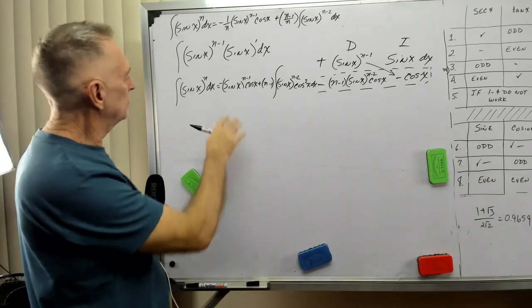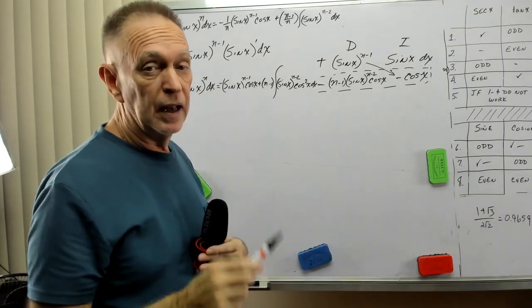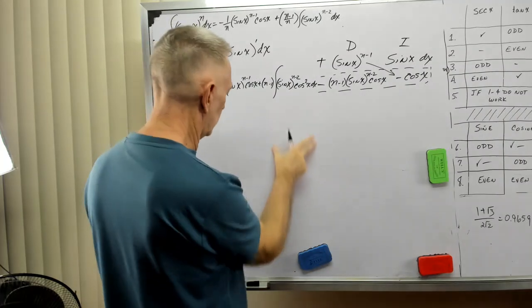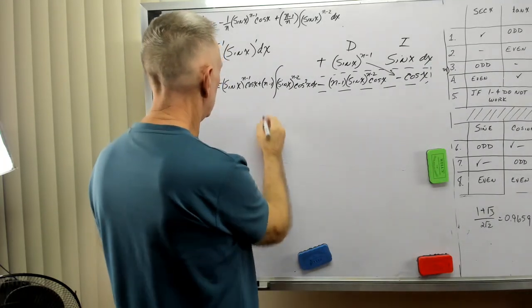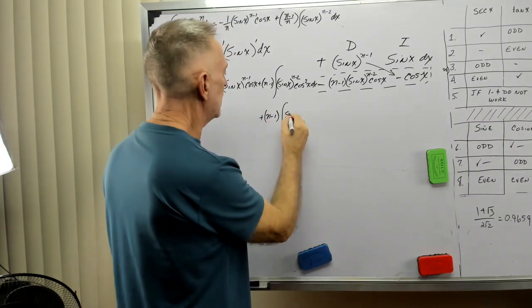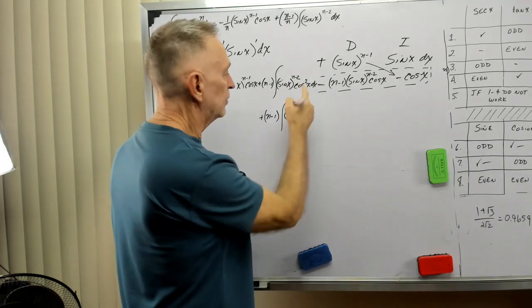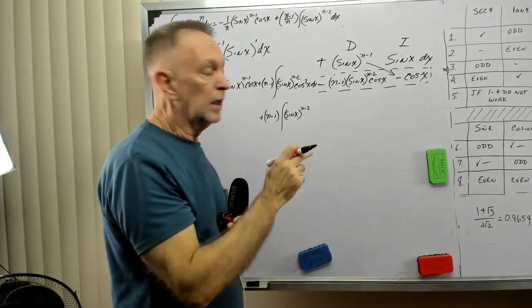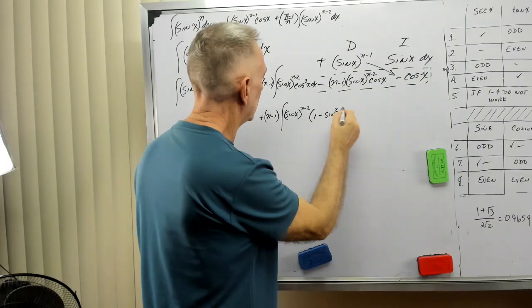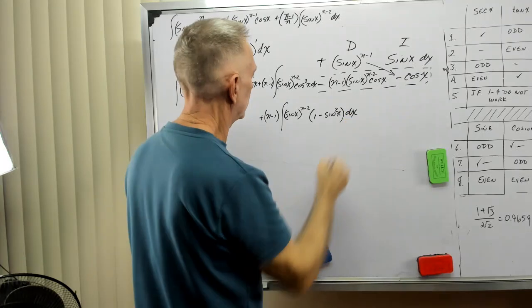All right. What to do now? Well, let's take this cosine squared and change that to 1 minus sine squared and then multiply it out. So I'm going to work with that for just a moment. So we have plus n minus 1 times the integral of sine x to the n minus 2, and then changing that cosine squared into 1 minus sine squared. Okay, still have our dx here.